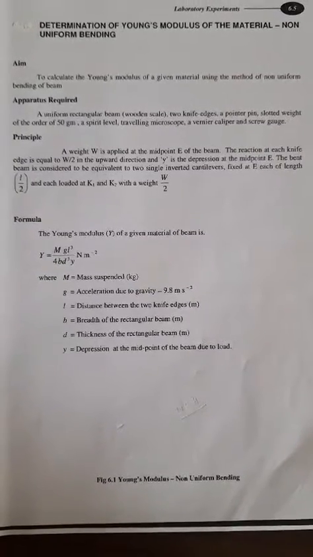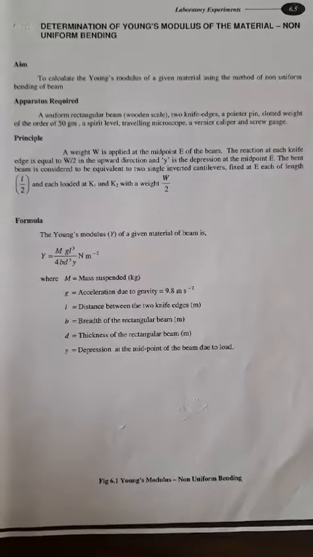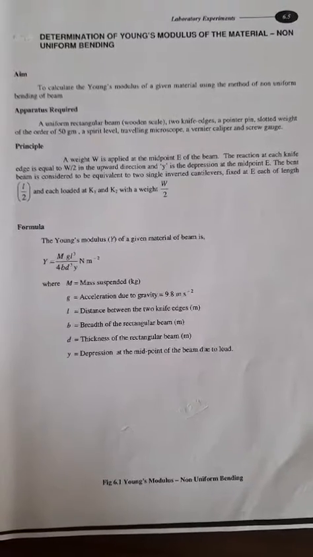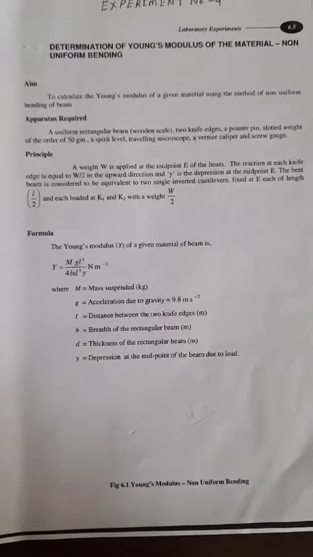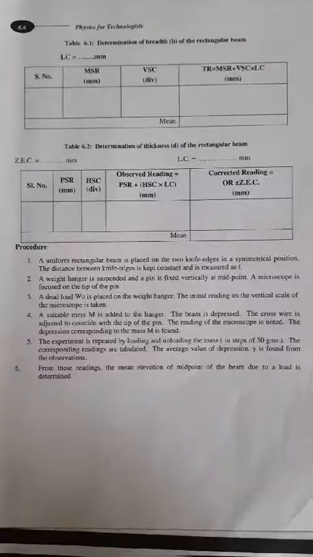Here is the lab manual for the non-uniform bending of the beam. The formula used is y equals mgl cubed upon 4bd cubed Y, where m is the mass suspended in the middle of the beam, small g is the acceleration due to gravity, that is 9.8 meter per second square, L is the distance between the two knife edges, B is the breadth of the rectangular beam, D is the thickness of the rectangular beam, and y is the depression which we want to find at the midpoint of the beam due to the load.